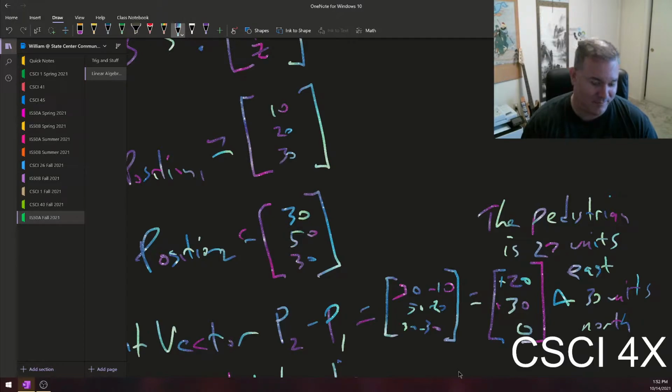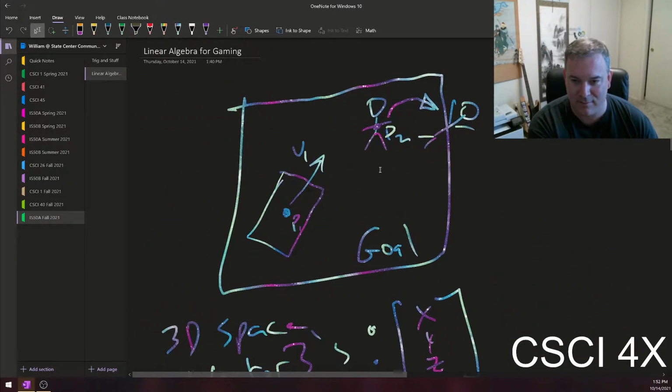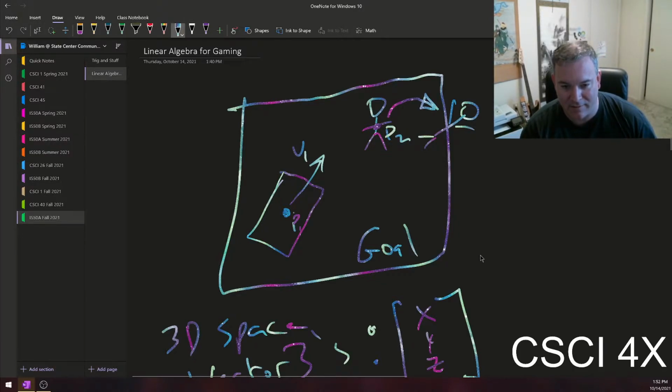So, and if you look at our illustration up here, you can see that person 2 is to the east and north of the car. Okay? Does that make sense to you? So the displacement vector is kind of like this vector here. So this is the displacement vector.